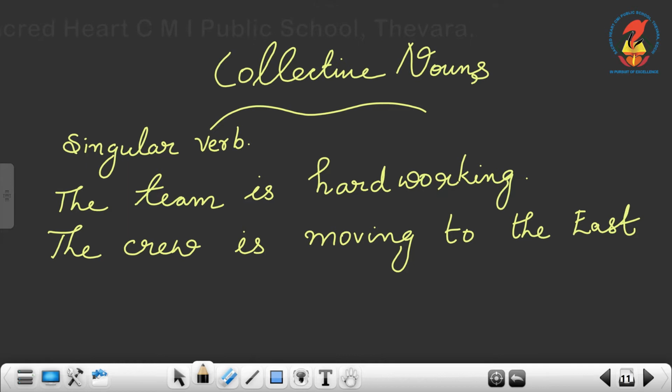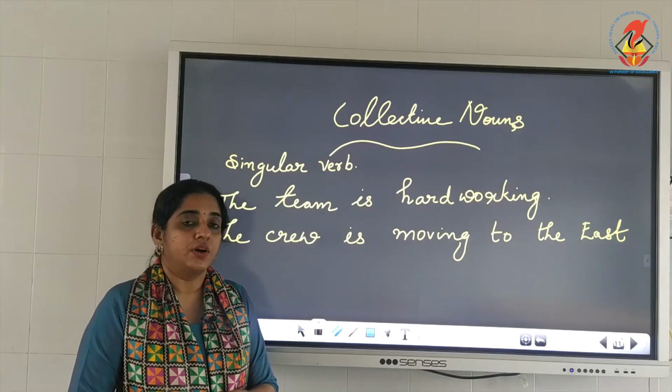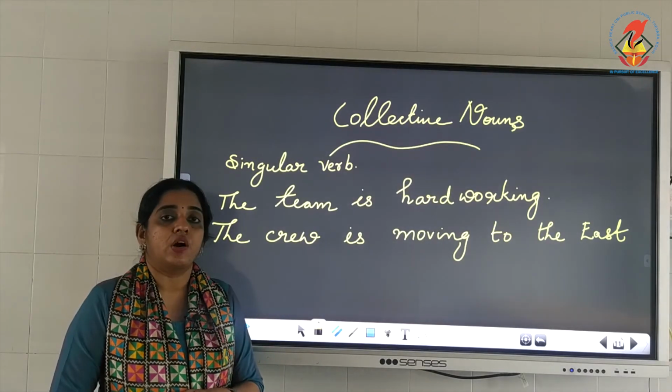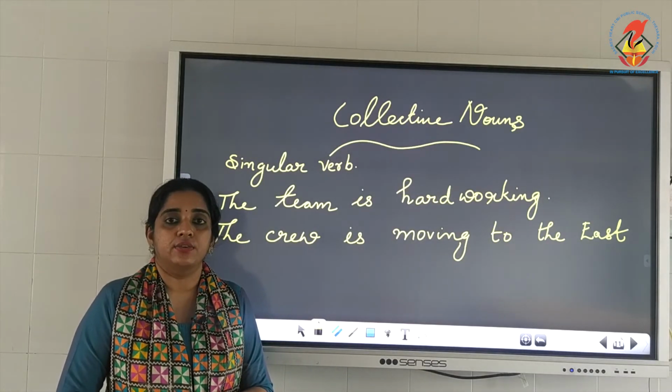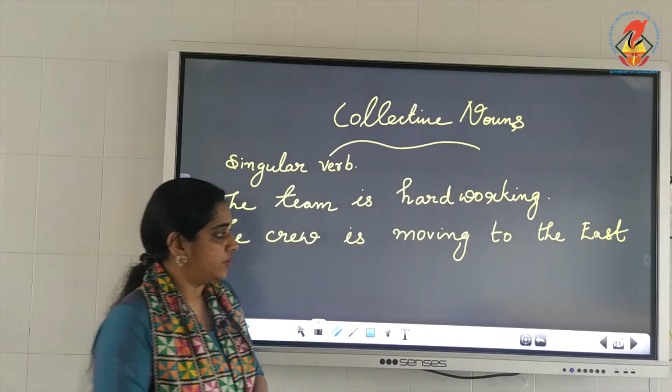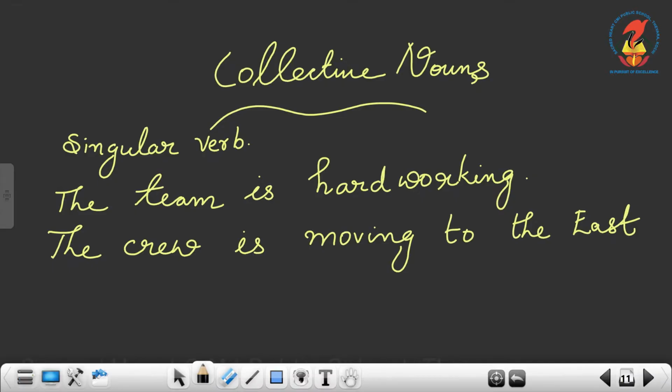The crew means what? Sailors. The crew is a collective noun. It's not one person. It consists of many sailors. So here the crew, when it is spoken as a collection or as a collective noun, the rule is you have to use what? A singular verb. Okay. So collective nouns will always take a singular verb. Now coming to the next one.